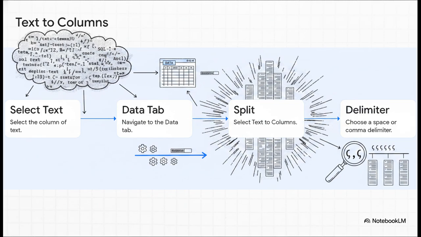More often than not, the SQL data we extract comes over as messy, comma-separated text strings. Text to columns is going to be your absolute best friend here. You just select the text column, hit the Data tab, pick Text to Columns, and choose your delimiter, like a space or a comma. Boom! It systematically splits huge blocks of messy text into neat, usable columns.